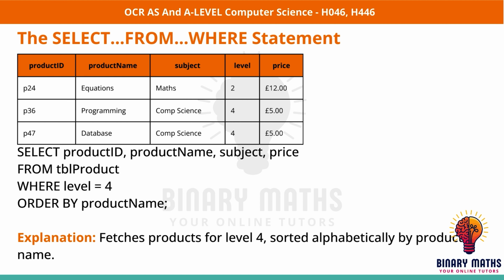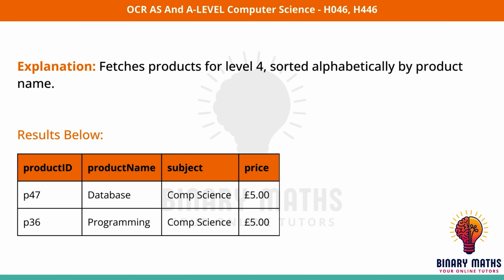This query does three things. It selects the columns Product ID, Product Name, Subject, and Price. It filters the results to only include products where the level is 4. It sorts the results alphabetically by the product name. The output would look like the table that you can see on your screen. See how easy it is? You're telling the database exactly what you want, and it goes ahead and does the rest.